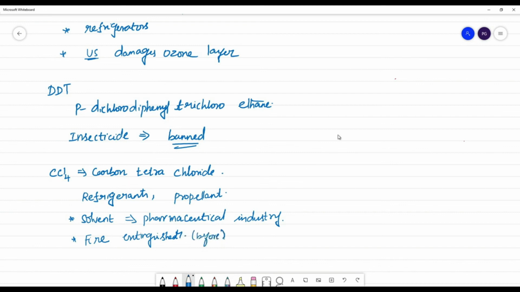Clear. Next, uses of iodoform. What is iodoform? CHI3 is iodoform. So with iodine based compounds, mainly what we use it for is antiseptic. But now we have replaced it with many others, but iodoform was used as an antiseptic.